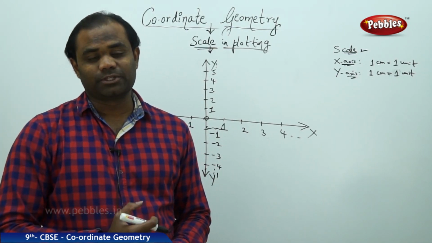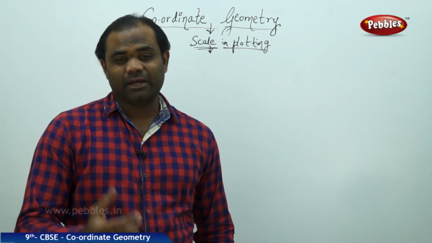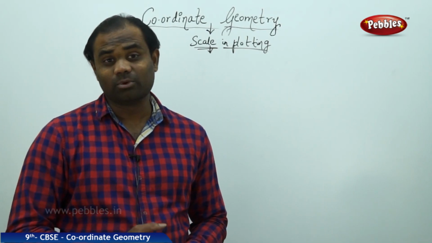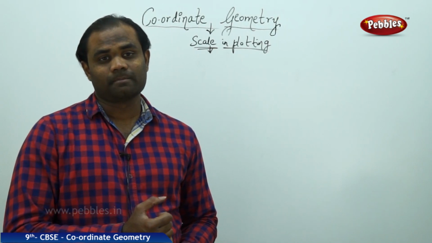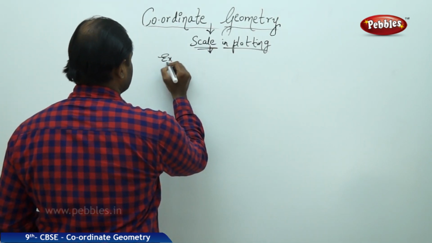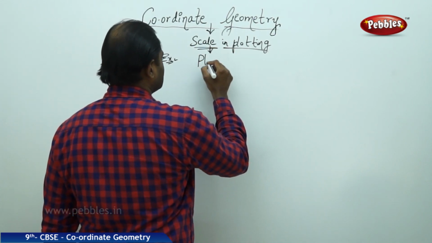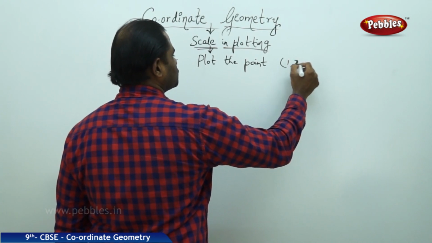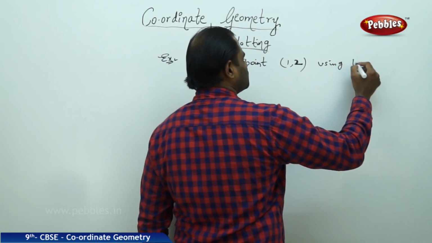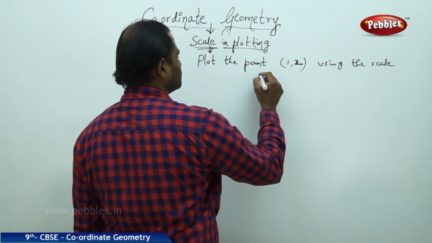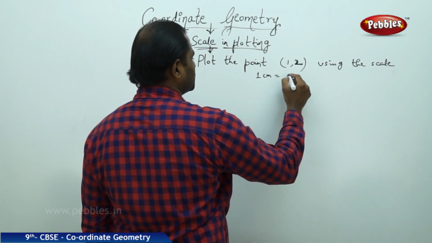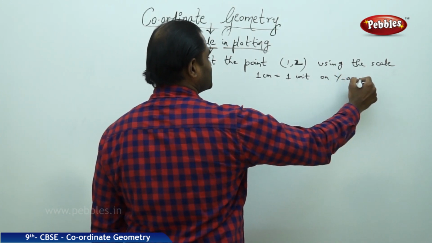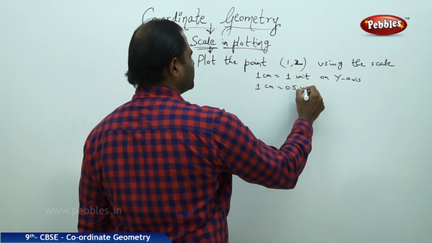Let's see another example through which we can understand the scale better. Now that we have discussed scale in the previous session, let's take another example problem to understand the concept of scale used in plotting points better. For example, I have an example problem which says: plot the point (1, 2) using the scale 1 centimeter equals 1 unit on the y-axis and 1 centimeter equals 0.5 unit on the x-axis.